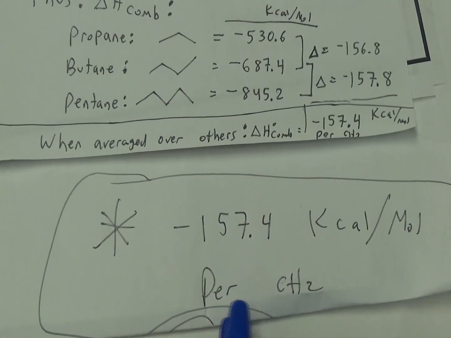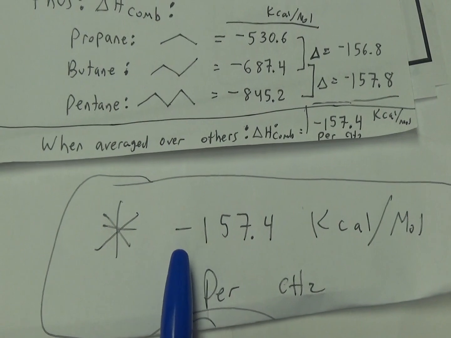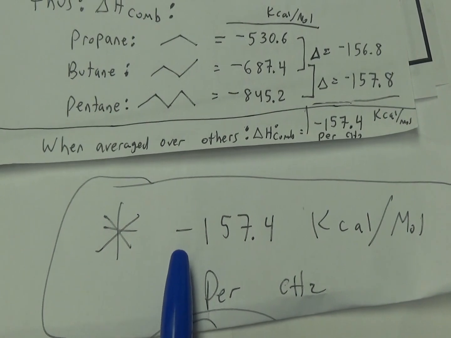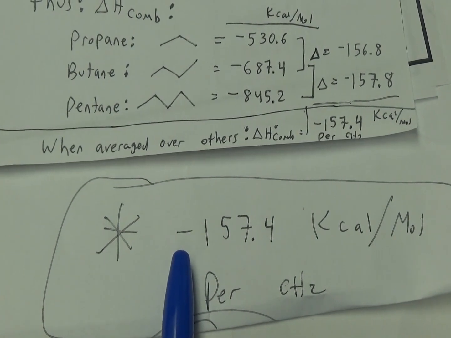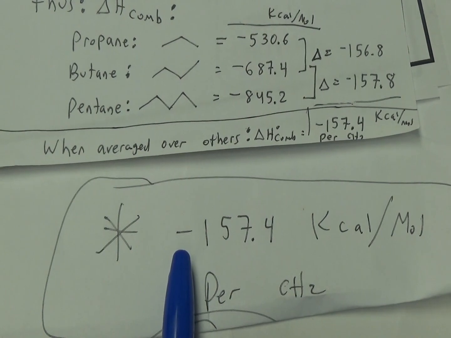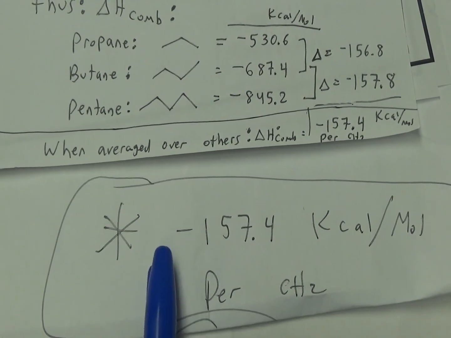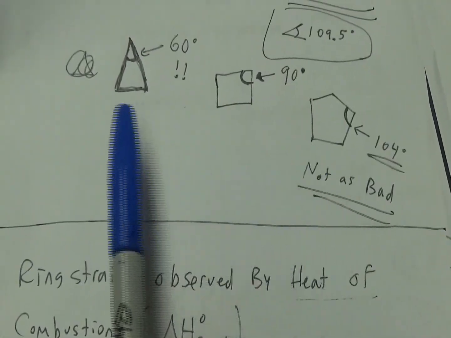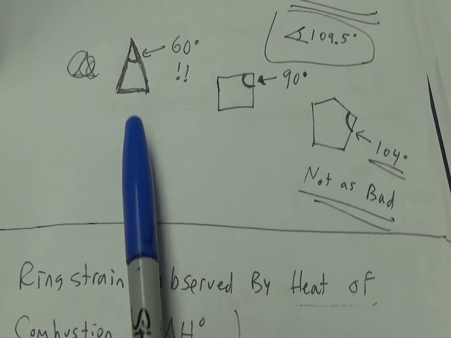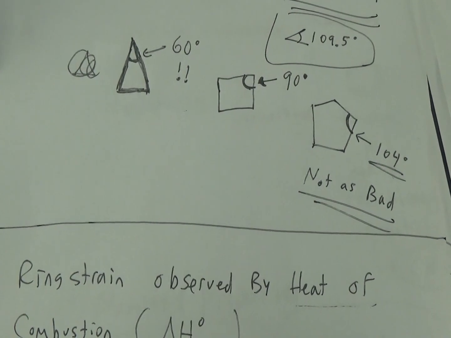For now, just have this number in your notes, and we'll use it next time when we discuss the individual strain in these highly strained cycloalkanes like cyclopropane and cyclobutane. All right, see ya.